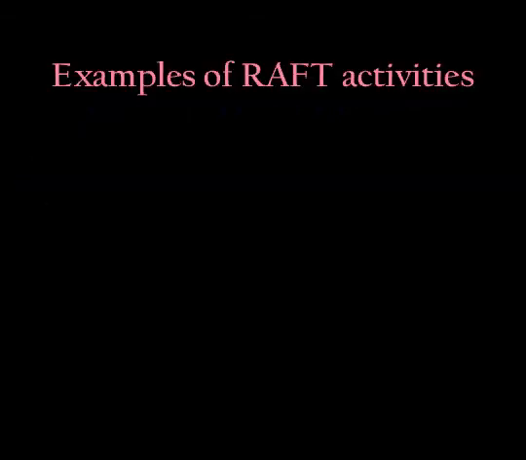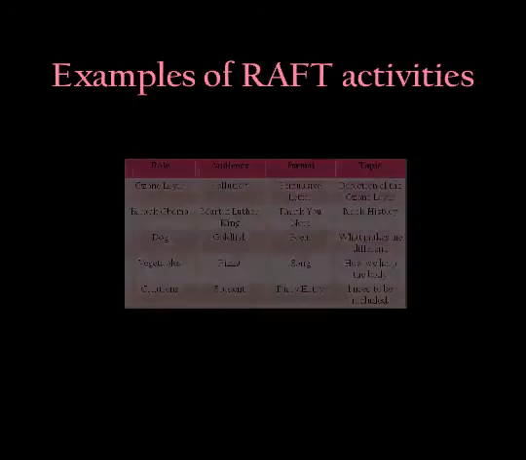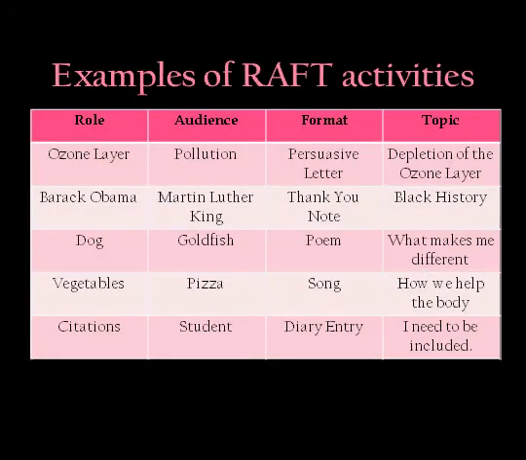Here's an example of the choices a teacher can offer the students to complete a writing assignment. One student can be assigned to write as the ozone layer, having pollution as their audience, in the form of a persuasive letter on the topic of depletion of the ozone layer.